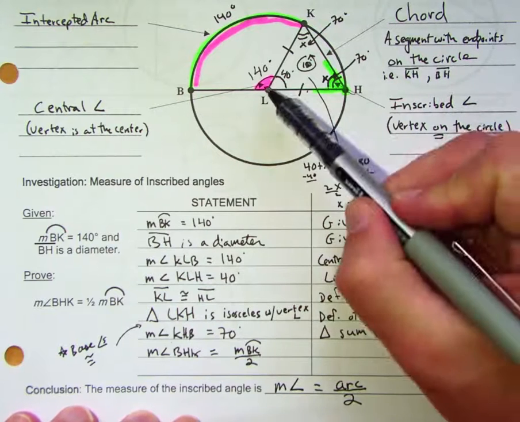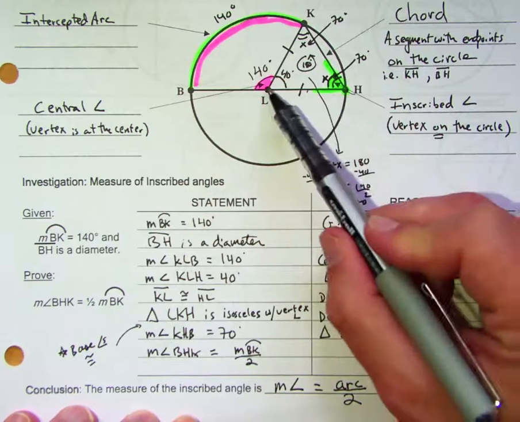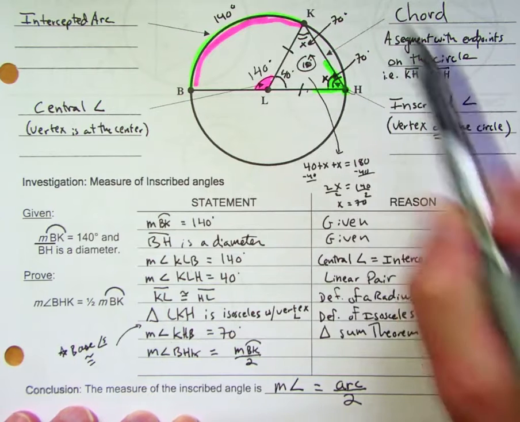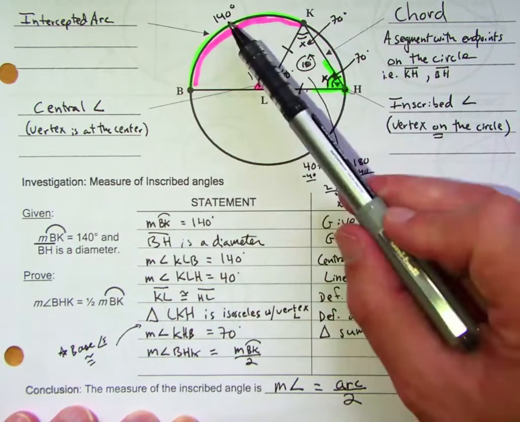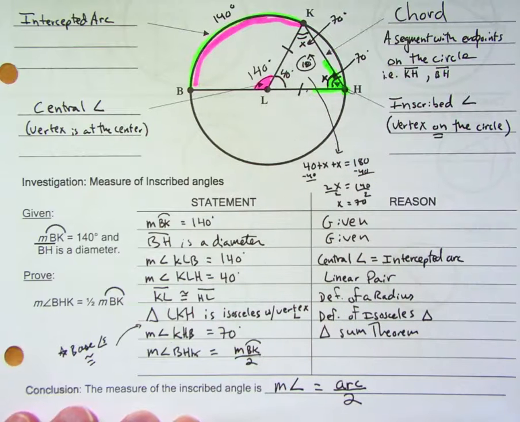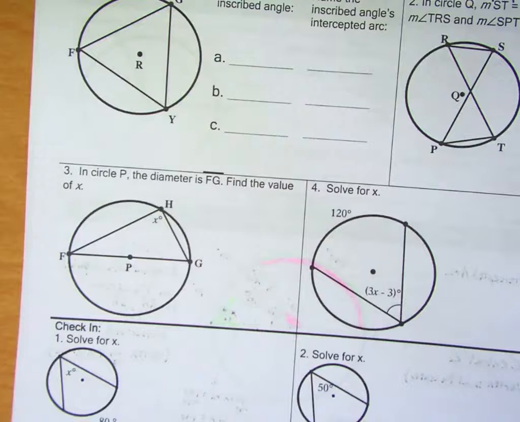Again, the measure of this angle is equal to its intercepted arc divided by 2. Notice the difference. The central angle is straight up equal to its intercepted arc. But if you move the vertex from the center of the circle to on the circle, to be inscribed, now it's half of the arc. So we just used a given number and a bunch of relationships we already knew to figure out this relationship. Now let's try and apply it.